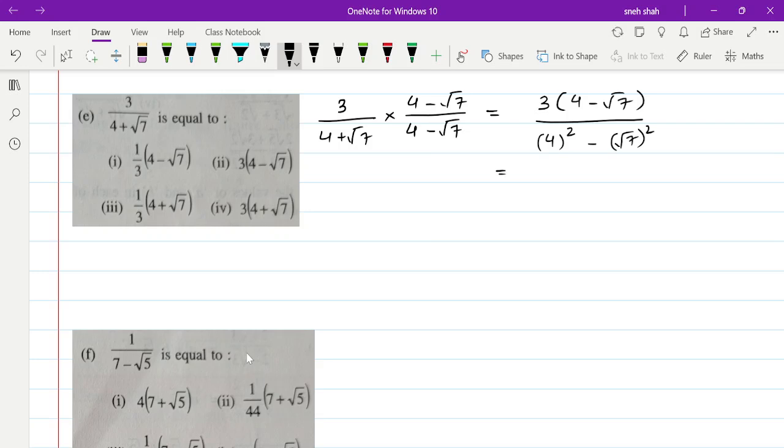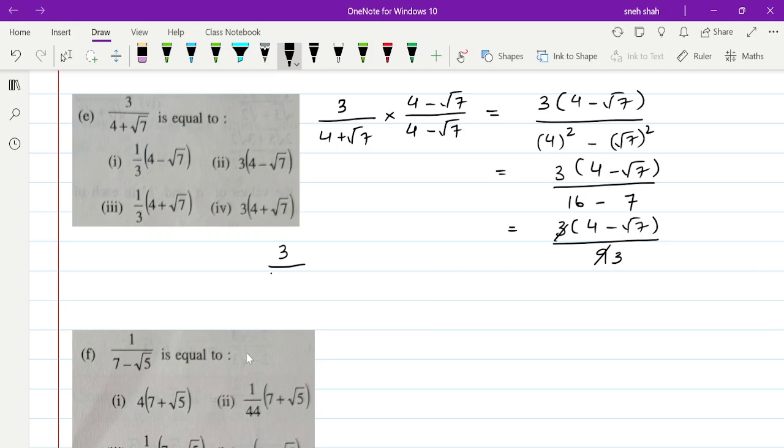So here the answer can be 3 times (4 minus root 7) divided by 4 square, which is 16, minus root 7 square, which is 7. And that is equal to 3 times (4 minus root 7) divided by 16 minus 7, which is 9. 3 ones are 3 and 3 threes are 9. So the final answer for the given number 3 upon 4 plus root 7 is equal to 1 upon 3 times (4 minus root 7). So the correct option will be the first option.